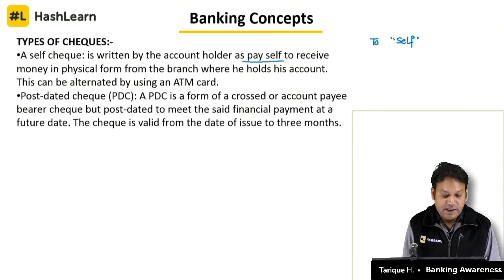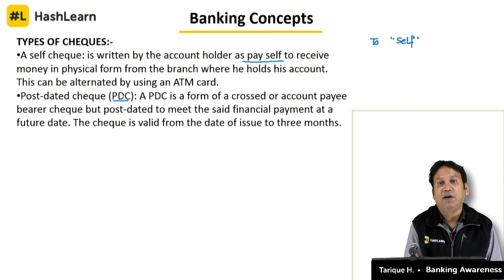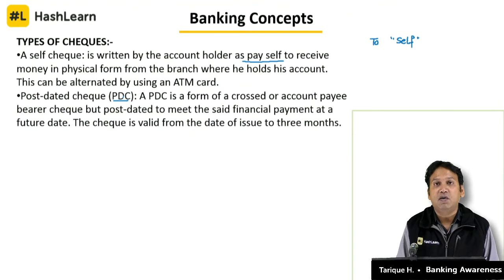A post dated check, a PDC. Sometimes for electronic clearing system or also for EMI, we give a post dated check. So a check in which I have given a future date. Let's say right now we are in the month of December 2018 and I give you a check for February 2019. That is what is called a post dated check.